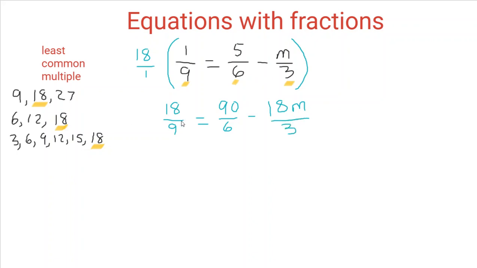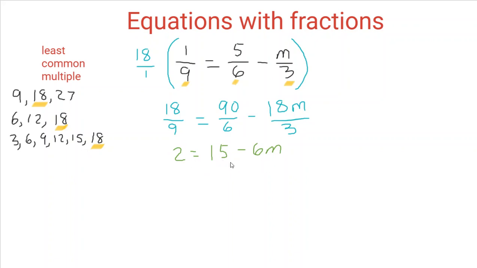And then from here, I can simplify these fractions, and it should give me whole numbers, which will make it easier to work with. So 18 divided by 9 is 2. 90 divided by 6 is 15. And 18 divided by 3 is 6. So now I have nice, easy whole numbers where I don't have any more fractions, and now I can just solve this as a regular equation.